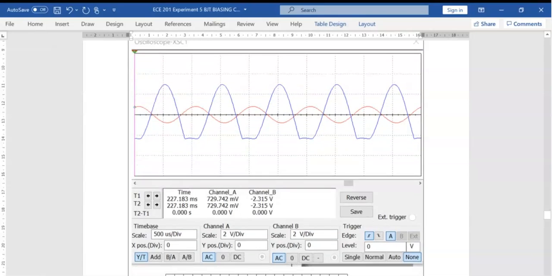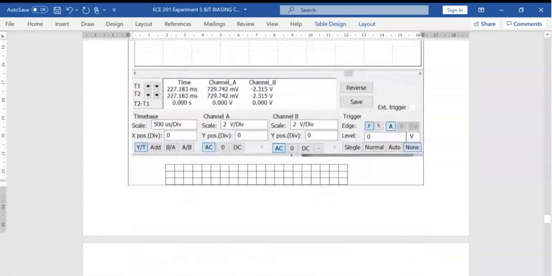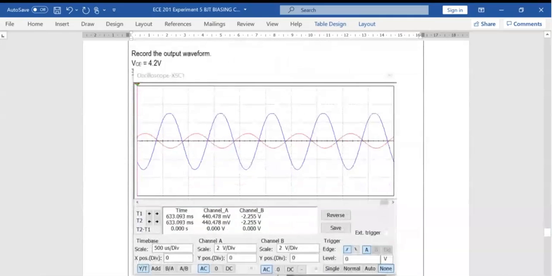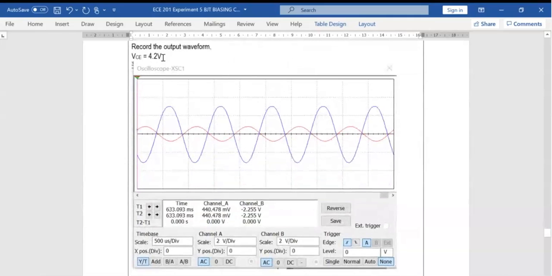Next, we set the potentiometer so that the BCE is 4.2 volts. So this is the output waveform. The blue is the output waveform. The red is the input waveform. Based from the output and the input, bumaliktad yung output natin. We have 180-degree out of phase. Okay, you can have the screenshot.